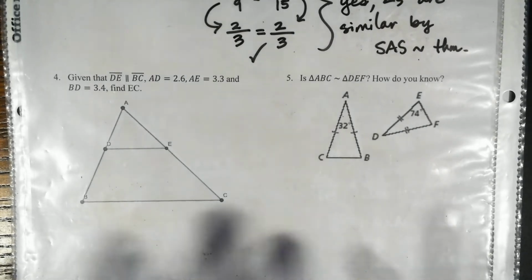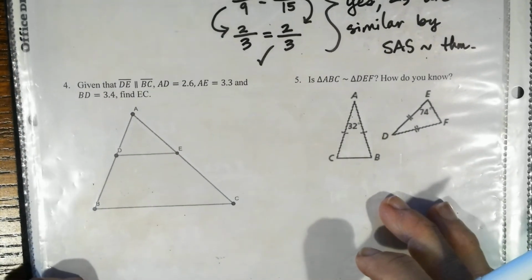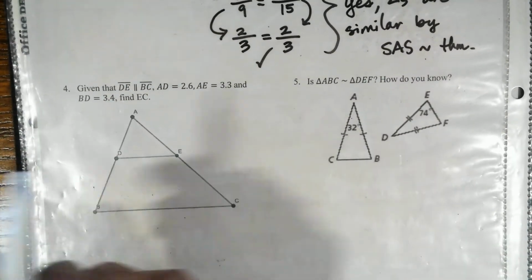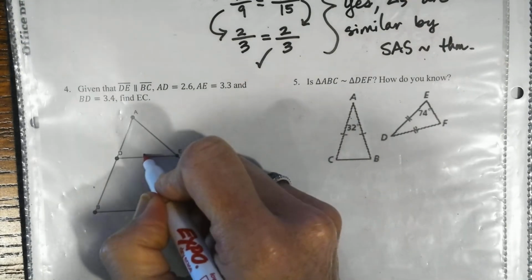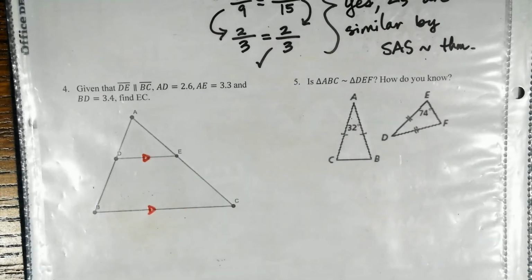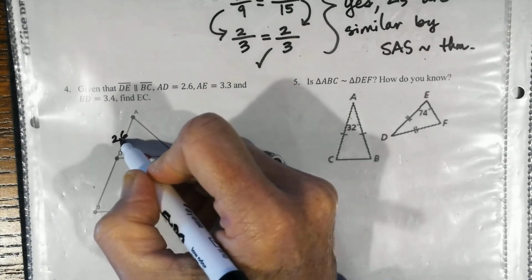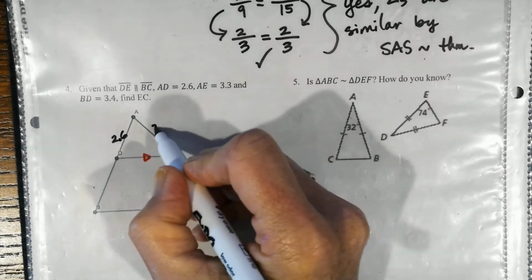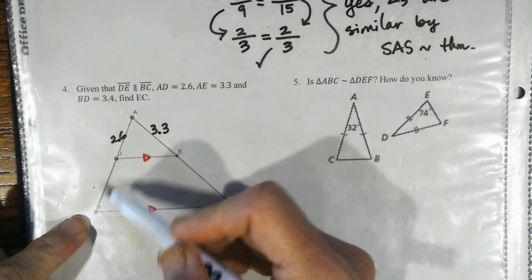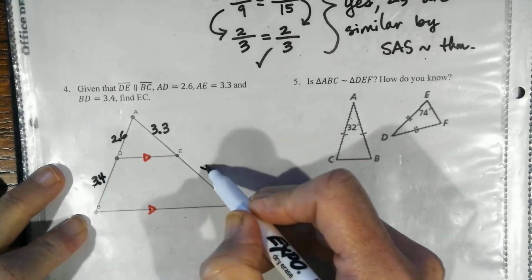Okay, 2 questions. So now these are more like the problems that we would solve in Big Ideas. Given that DE is parallel to BC, first thing I'm going to do is take my little red marker and mark that they're parallel. Okay, they're parallel, and AD is 2.6, AE is 3.3, BD, which is from here to here, is 3.4, and EC is what we're looking for.